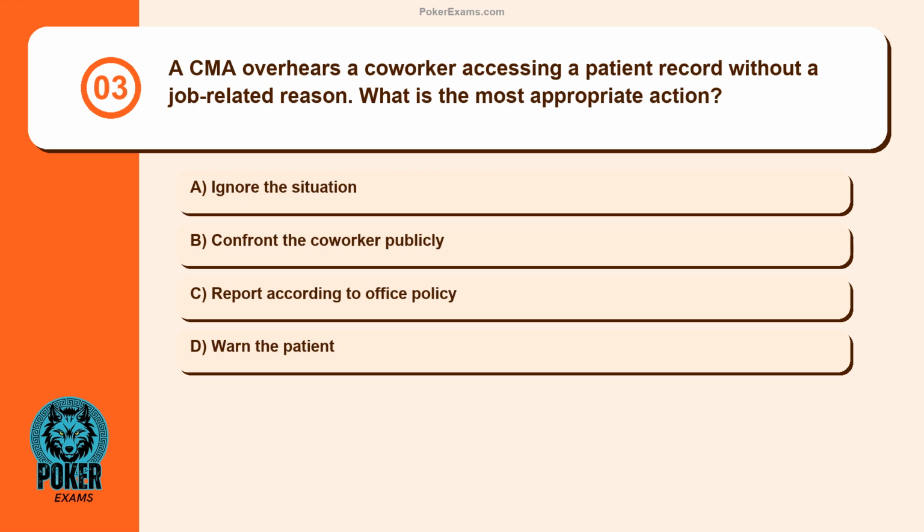Question 3. A CMA overhears a coworker accessing a patient record without a job-related reason. What is the most appropriate action? Ignore the situation. Confront the coworker publicly. Report according to office policy. Warn the patient.